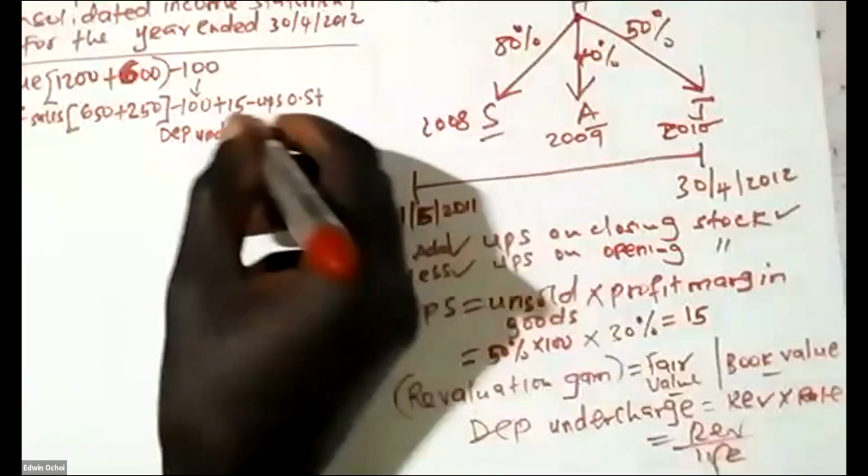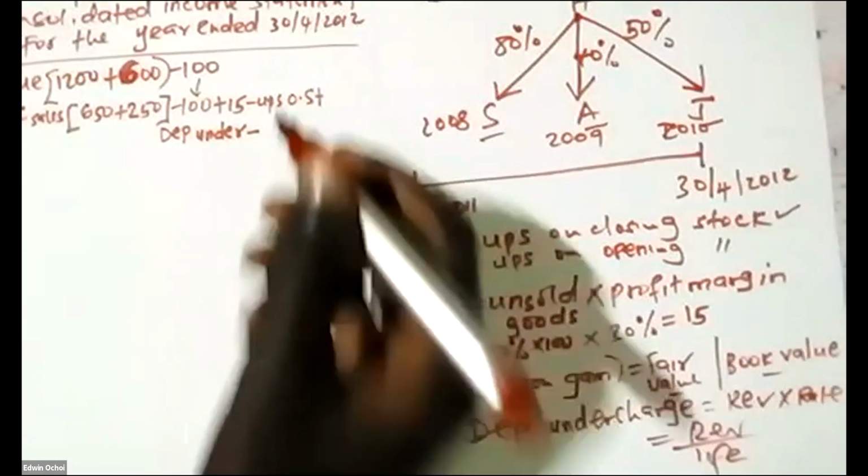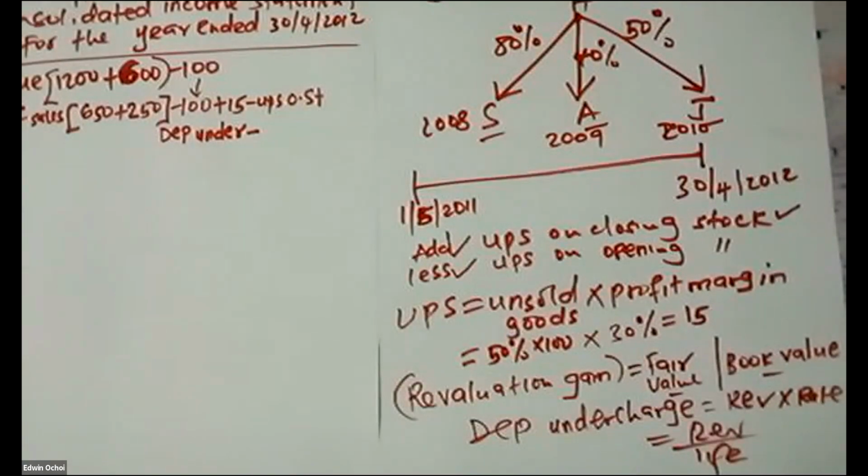So another thing you need to subtract is depreciation overcharge. Depreciation overcharge is due to the sale of a fixed asset. And the fixed asset will give us two things. And here is profit on fixed asset.